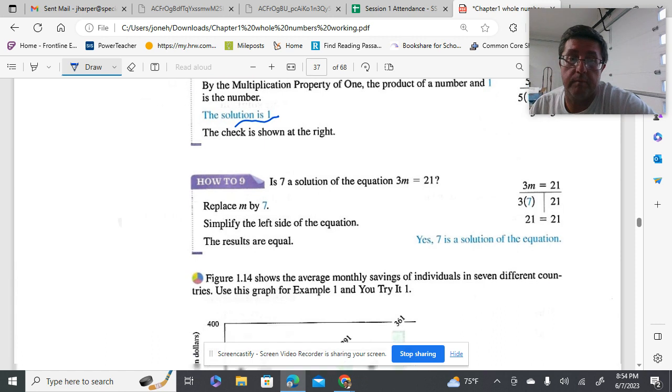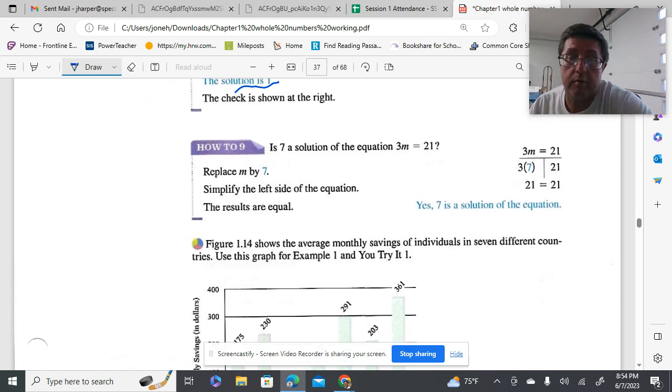Okay, so next we go to number 9. Is 7 a solution of the equation 3m equals 21? So replace m with 7, like it says right there. So just put a 7 in right there, and you can use your calculator. The answer is yes, 7 is a solution because 3 times 7 equals 21.